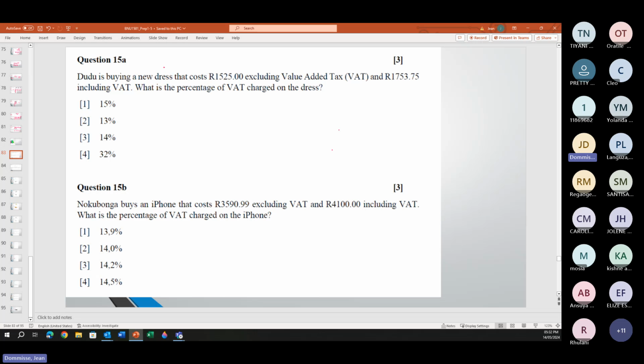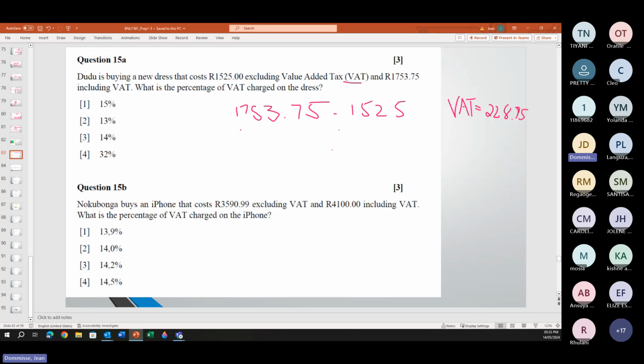So Dudu is buying a new dress that costs 1,525 excluding VAT, and 1,753.75 including VAT. Okay, so if we want to know what that value is, it is 1,753.75 minus 1,525. If I wanted us to work out what the VAT amount is, that is what we need to solve. We need to solve the percentage, but let's first work out what that amount is. Okay, so that is 228 Rand and 75 cents.